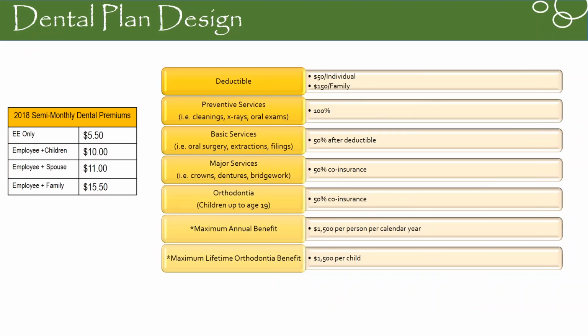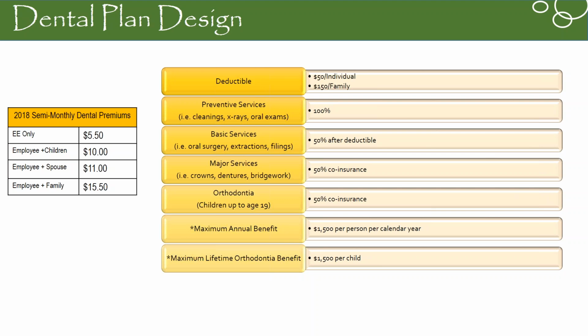All right, dental plan. We had a slight increase in our dental premiums, from 50 cents to $1, depending on the tier coverage you have elected. You still have the $50 deductible for individual, $150 for family. Your preventative services are still at 100% for cleaning, x-rays, and oral exams. Your basic services for oral surgery, extractions, and fillings is 50% after you've met your deductible.